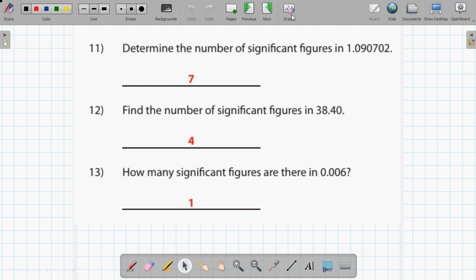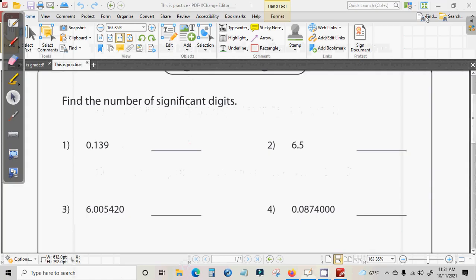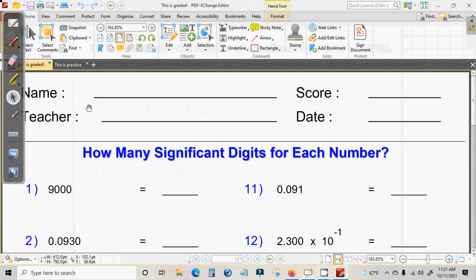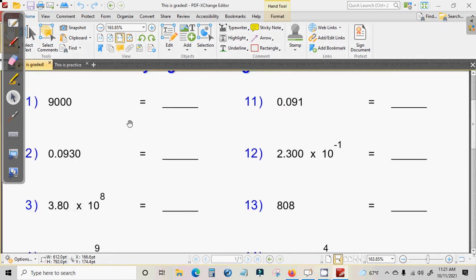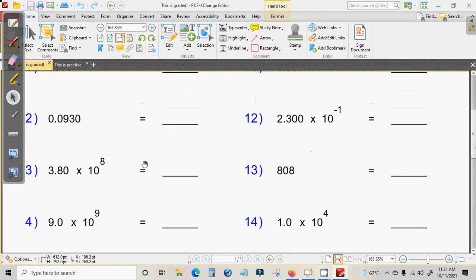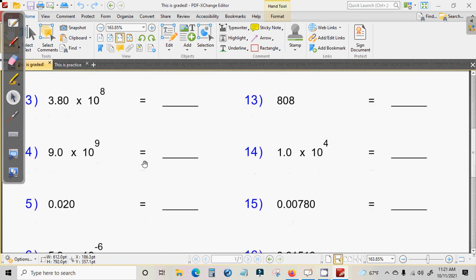So now this sheet is for a grade. So again, you could pause this and type your answers or write your answers on paper and take a picture of it and email it to me, or bring it to me tomorrow if you're going to be back tomorrow. That's up to you, but this is collected and this was a grade.